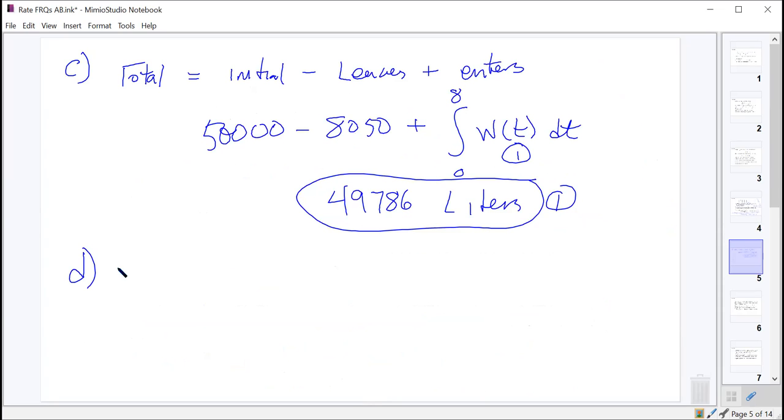Let's think about what the rate of change of water in the tank is equal to. Not the amount going in, not the amount leaving, but what is the rate of change of the water in the tank equal to?